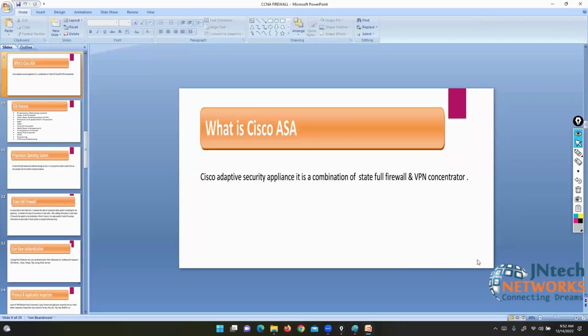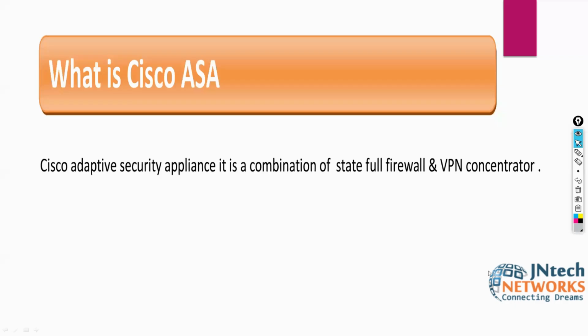Let's continue our topic, Kashif. So what is Cisco ASA? Cisco ASA is called Adaptive Security Appliance. Okay, Cisco ASA firewall device is called Adaptive Security Appliance. It is a combination of stateful firewall and VPN concentrator.